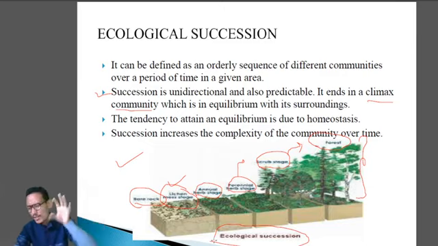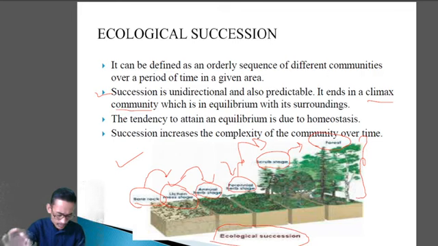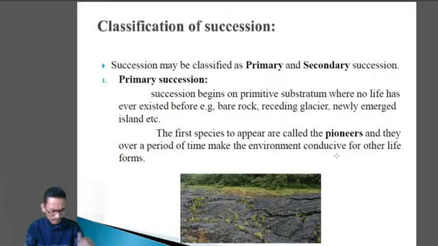But this is a simple example of ecological succession where one community is being replaced by another community till it reaches the stage of the climax one. After that it will not be replaced. Clear? This is the proper definition of ecological succession.